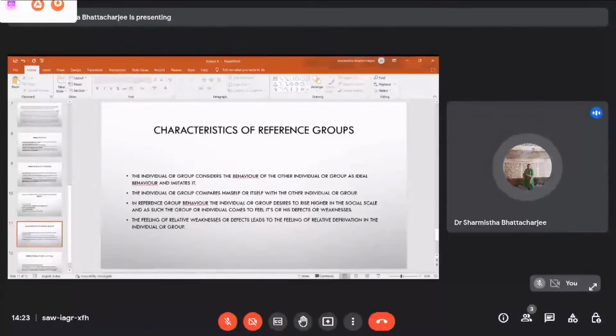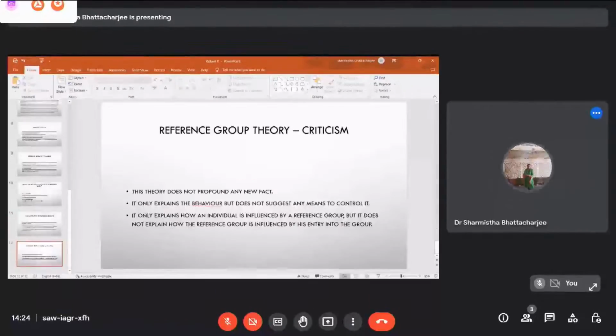Characteristics of the reference group are: individuals or groups consider the behavior of other individuals or groups as ideal behavior and imitate it. The individual or group compares themselves with other individuals or groups, in reference to their strengths and weaknesses. The feeling of relating to these strengths and weaknesses leads to a feeling of relative deprivation in individuals and groups.